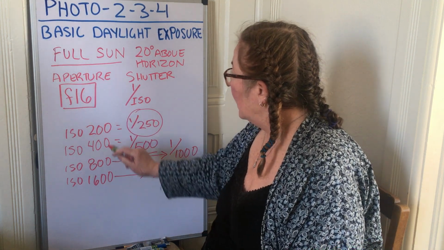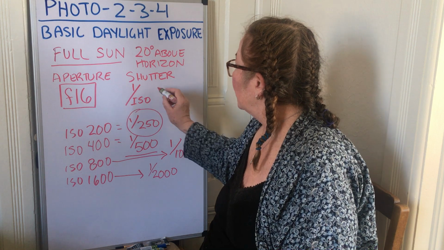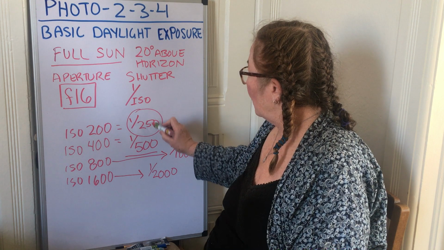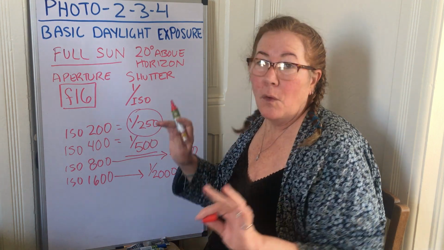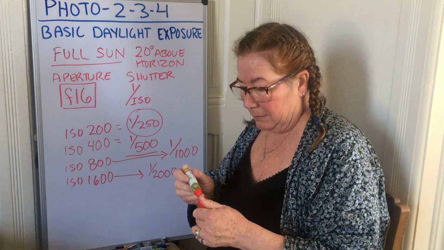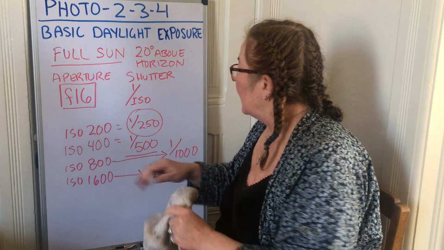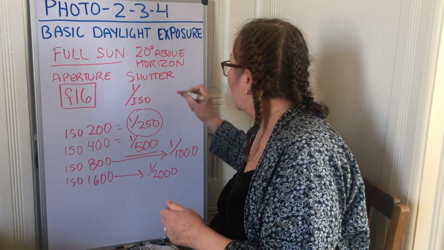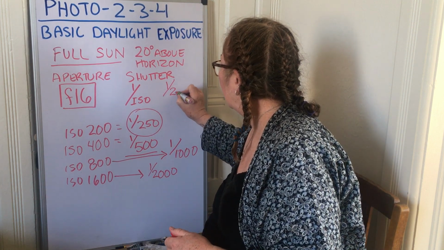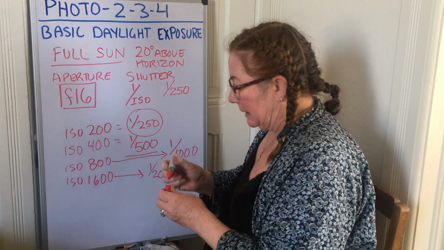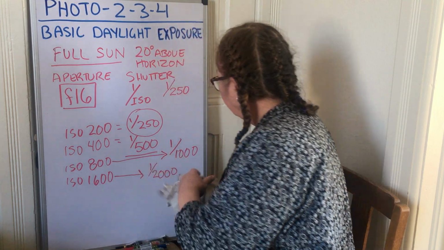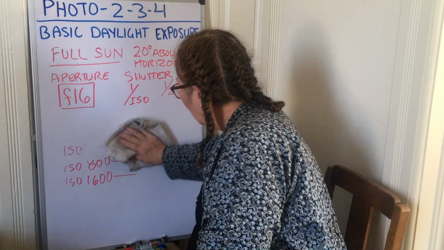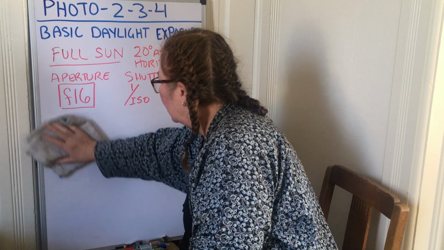Okay, so that is how you figure out your shutter speed. Whatever your ISO is set at, you're going to get the closest shutter speed. So just for this demonstration, we'll say that you're using an ISO of 200. So we'll start off with a shutter speed of 1/250th of a second, right? It's a fraction, just like your aperture is a fraction, right?